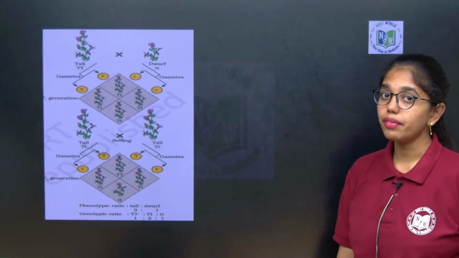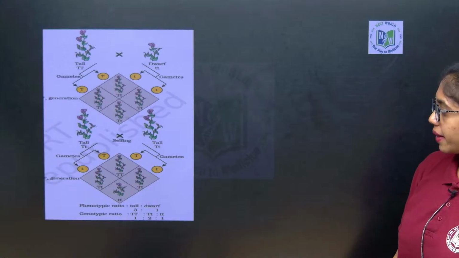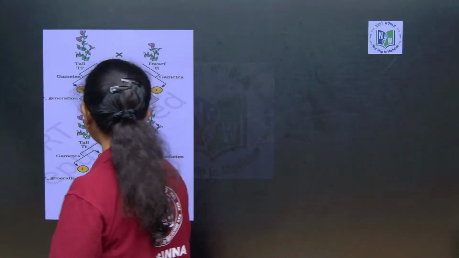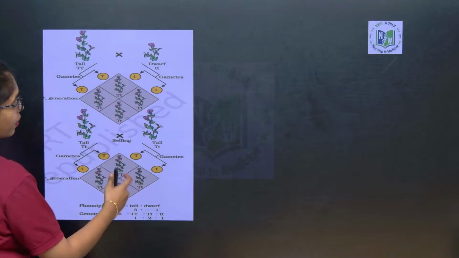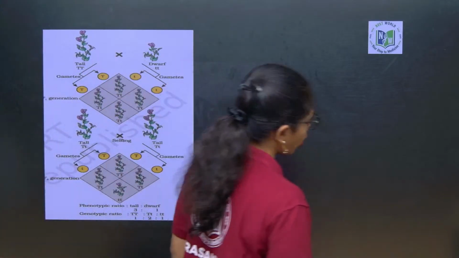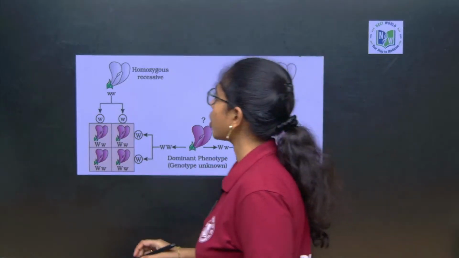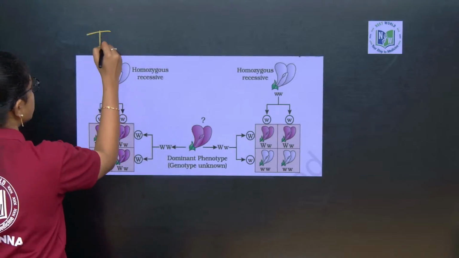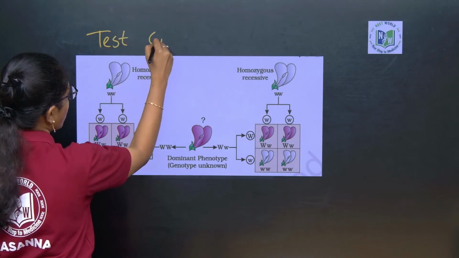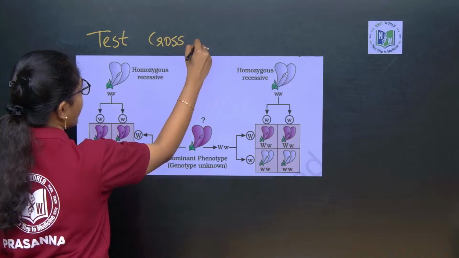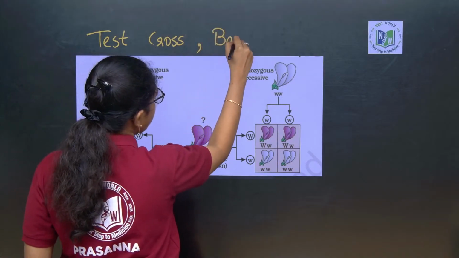This is the Punnett square, which is given by Reginald C. Punnett, who gave us the Punnett square so that we can easily identify the genotype and phenotype of the cross, monohybrid or dihybrid cross. And here comes the concept of test cross and back cross.